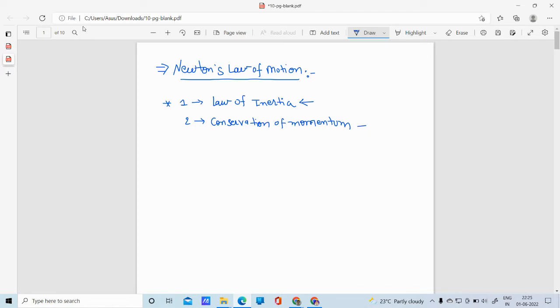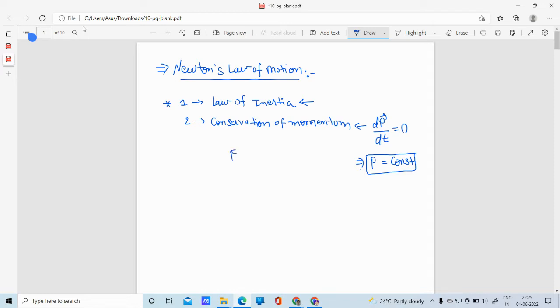And the second law says that dp by dt is zero. That means p equals constant. Clear? So that is conservation of momentum, nothing but conservation of momentum.